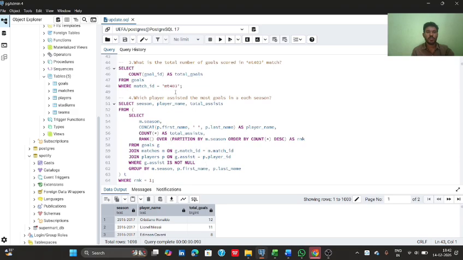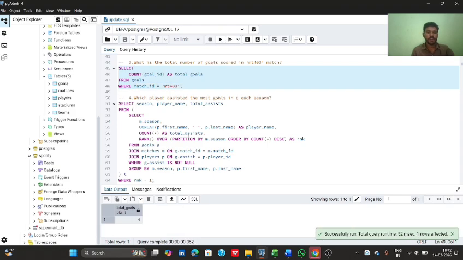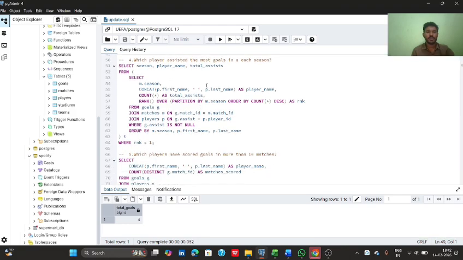And next one is what is the total number of goals scored in the MT 403 match. Here I used where for match ID. It will give the exact goals. Here it is a total of four.